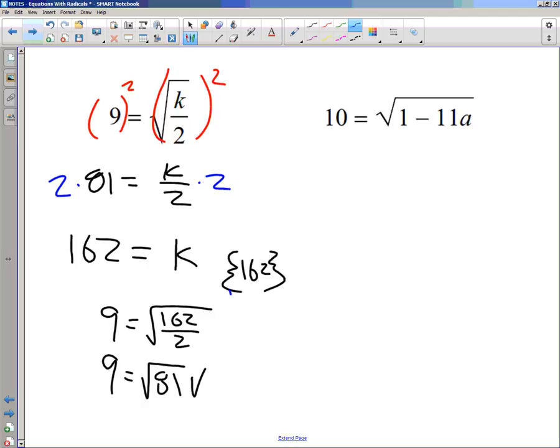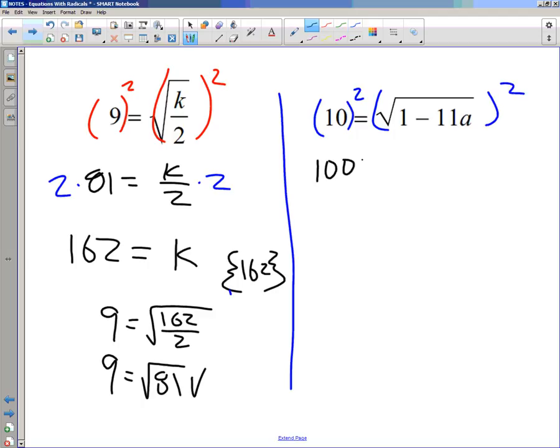Moving on to our second equation here. Again, first step is to always get one radical on the one side by itself, and that has been done for us already. Second step, go ahead and square both sides. On the left-hand side, we're going to get a 100. On the right-hand side, the square is going to cancel with the radical. I'm going to get 1 minus 11a, and we've eliminated the radical, which is our major goal in solving these things. We need to do a couple steps of algebra to finish this up.